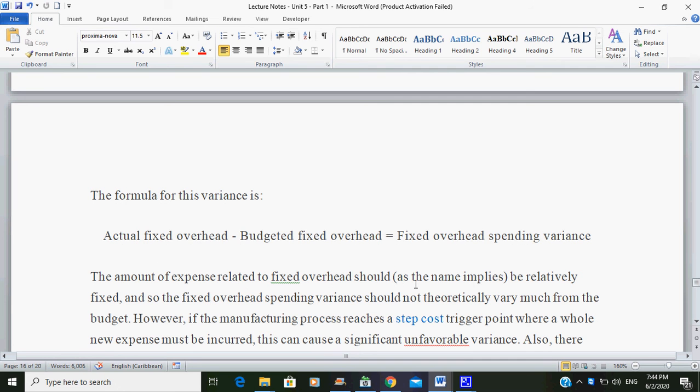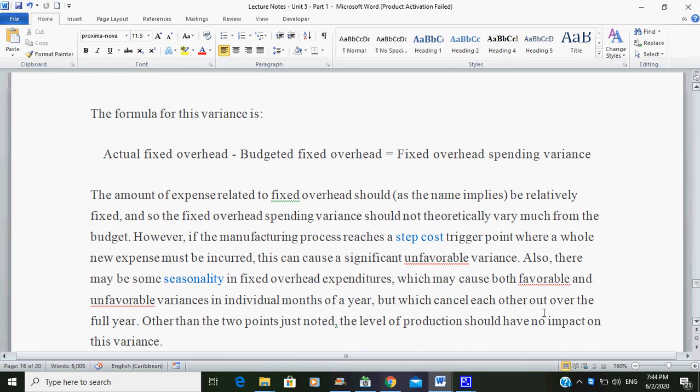Here is an example of fixed overhead spending variance. The production manager of Hudson Industrial Design estimates that the fixed overhead should be $700,000 during the upcoming year. However, since the production manager left the company and was not replaced for several months, actual expenses were lower than expected, at $672,000. This created the following favorable fixed overhead spending variance, as you can see: $28,000 negative fixed overhead spending variance. Alright.